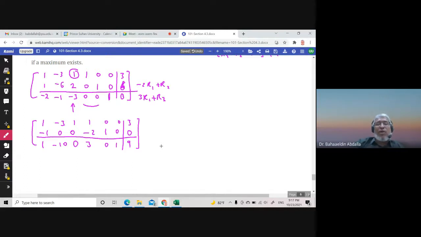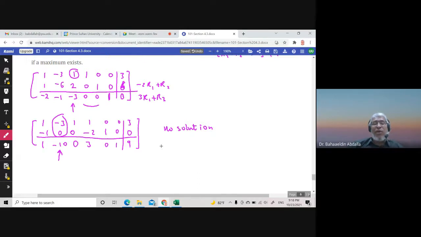Now, if you want to find the second pivot entry, this is the pivot column because this is the only negative number. But of these two numbers, one is negative and one is zero. So I cannot use a pivot row. So there is no solution. This problem has no maximum. It could have a minimum, but it has no maximum, okay?